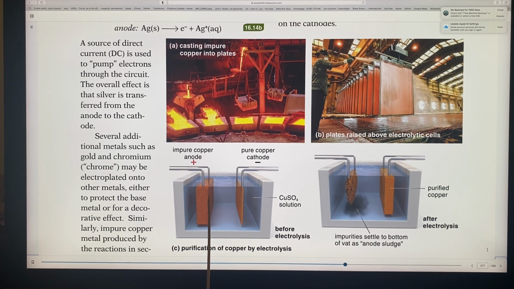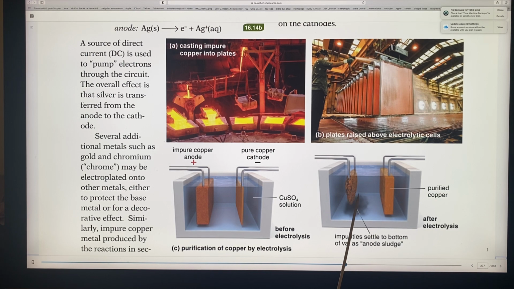Here's an example. So here's the impure copper anode, which is positive. Remember, the anode is always positive because it's drawing in the negative, right? And the copper cathode is going to be negative. And so here we have these two plates. This is before electrolysis. Then as electrolysis comes, the impurities settle to the bottom of the vat right here. The sludge comes out.